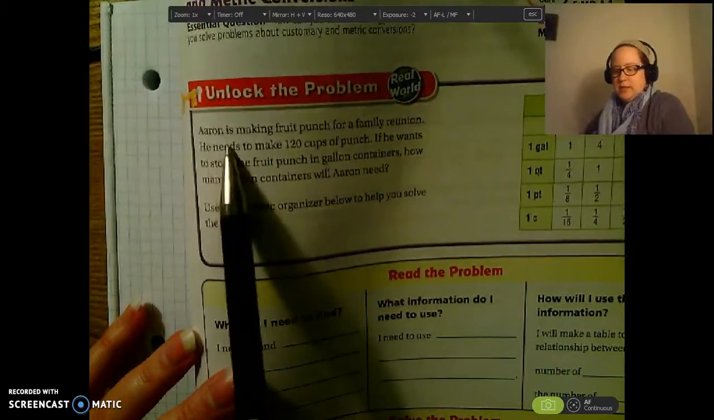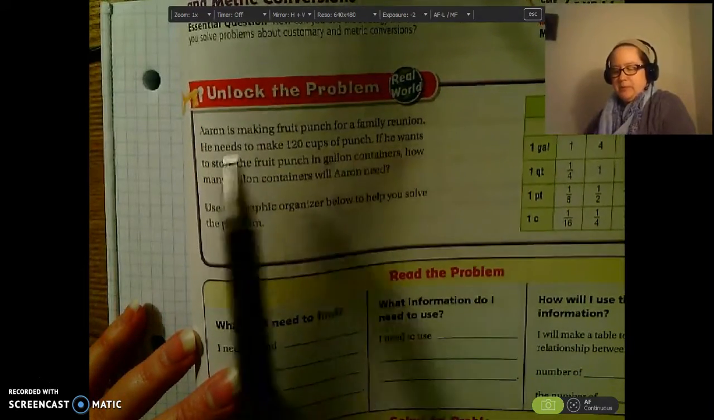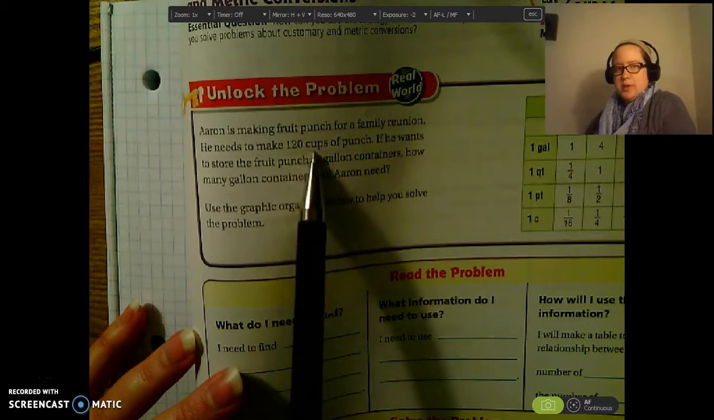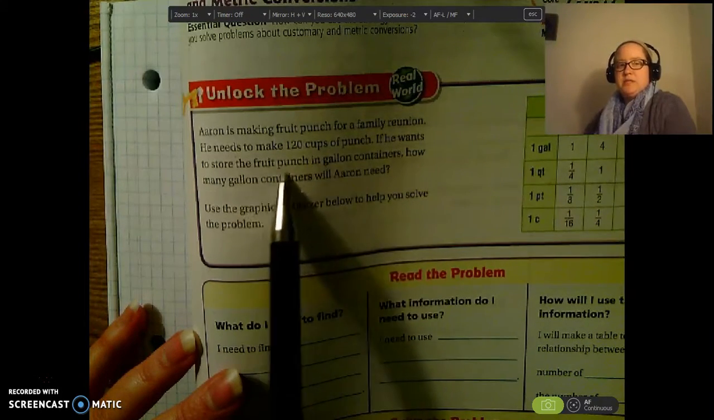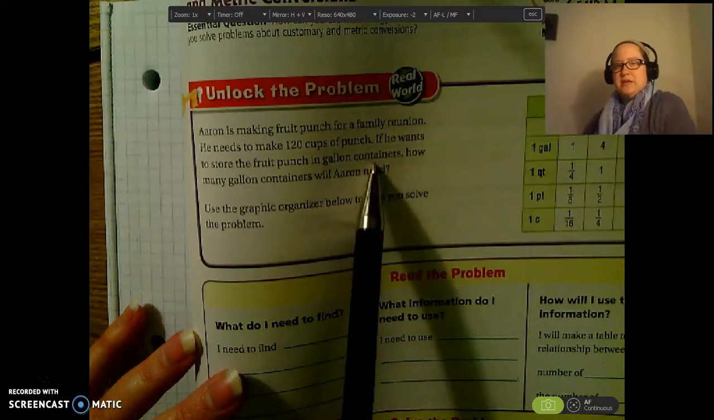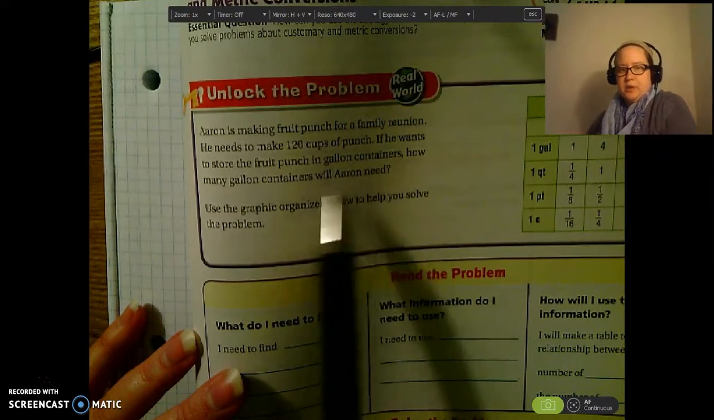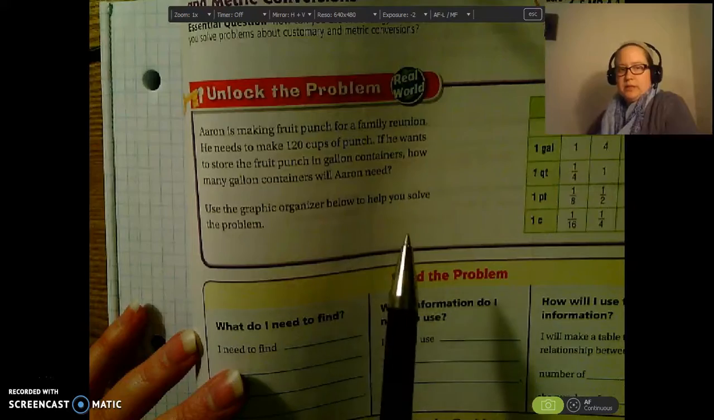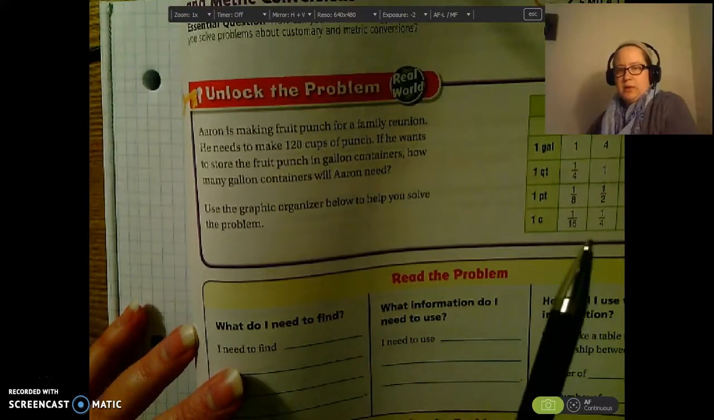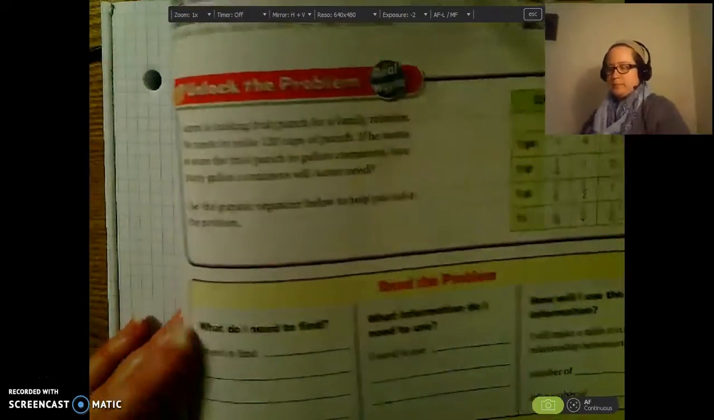It says Aaron is making fruit punch for a family reunion. He needs to make 120 cups of punch. If he wants to store the fruit punch in gallon containers, how many gallon containers will Aaron need? So we can use a graphic organizer to help us solve the problem, including a table.